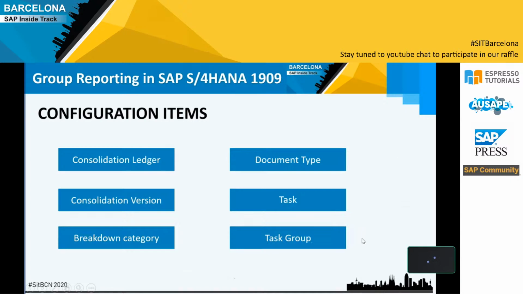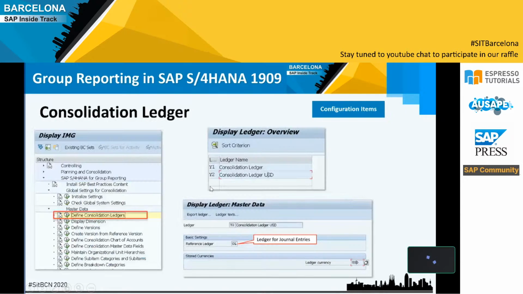And then we have the task and task group, which contain the activities that will be done during all the closing processes as part of Group Reporting. The task group is the list of all the tasks that will be run in sequence, and the task is the unit itself. So here is the main configuration.